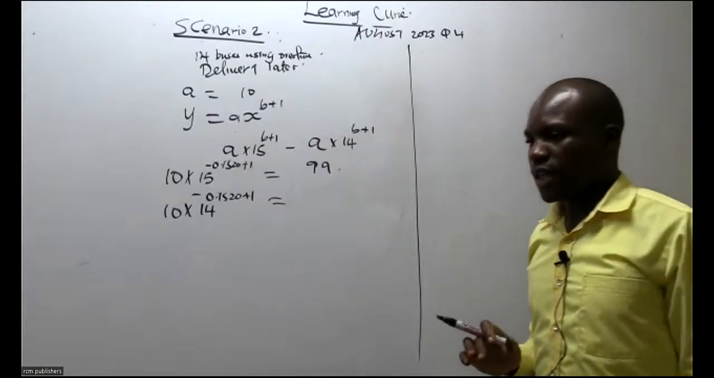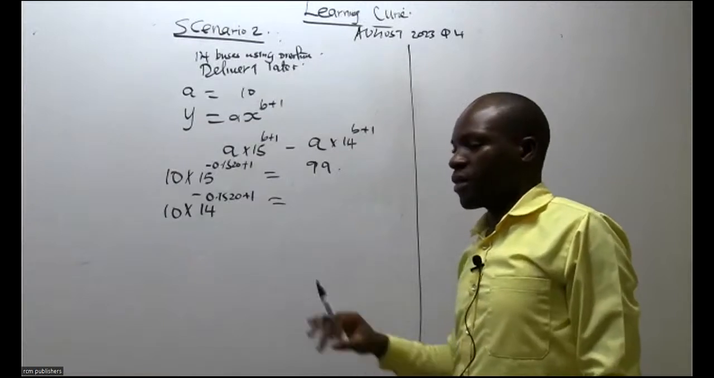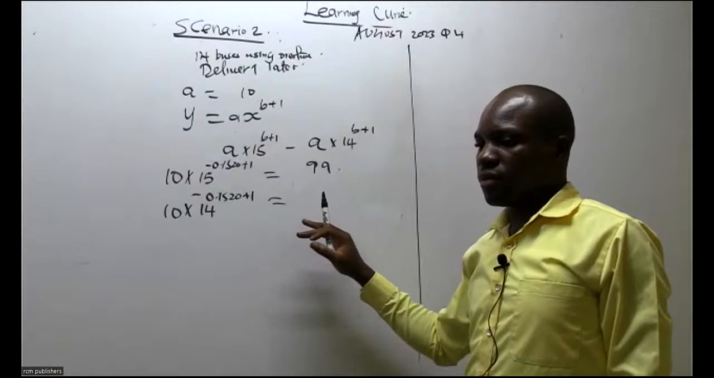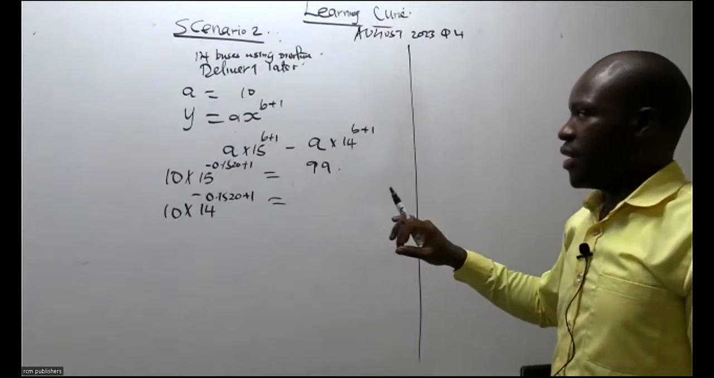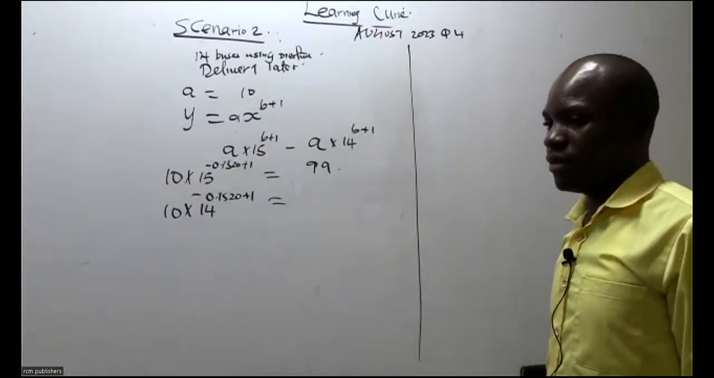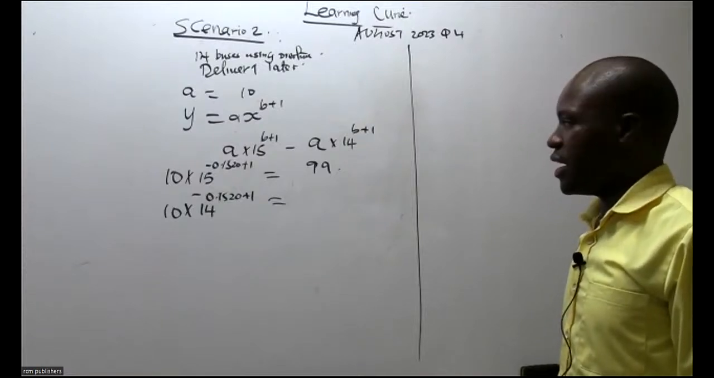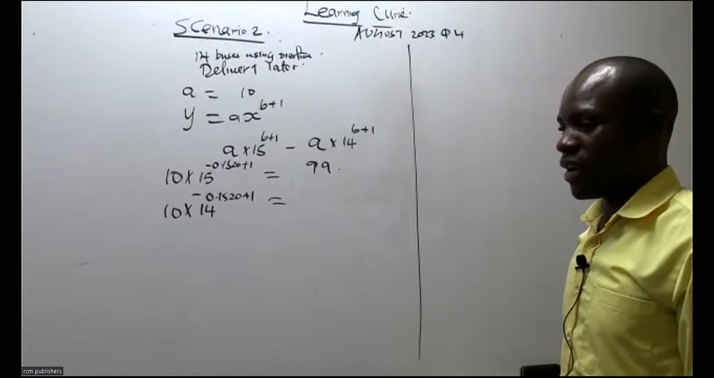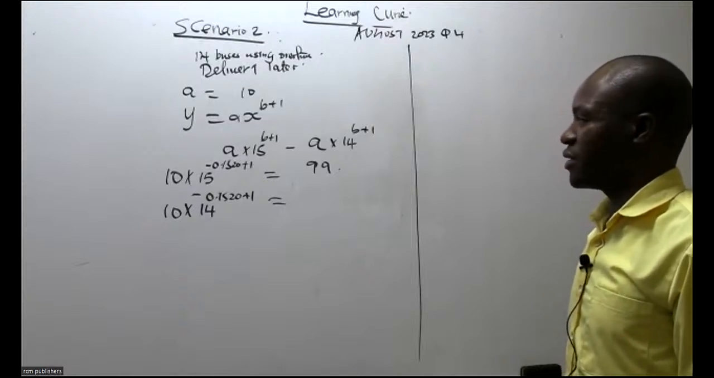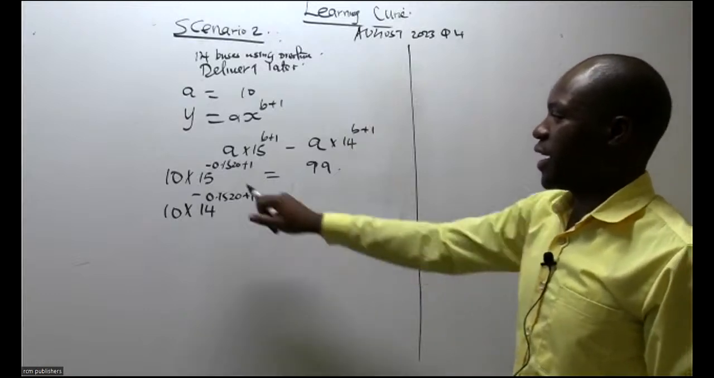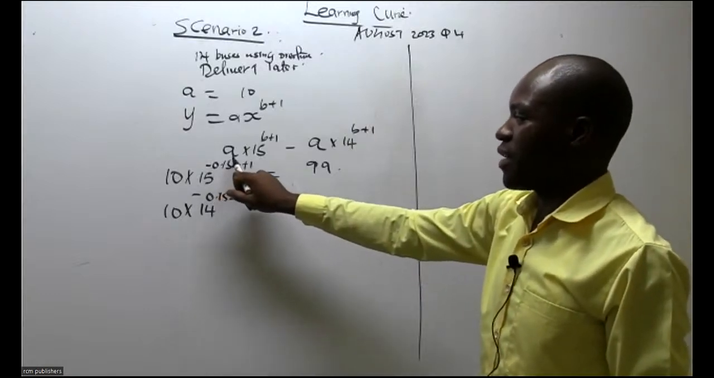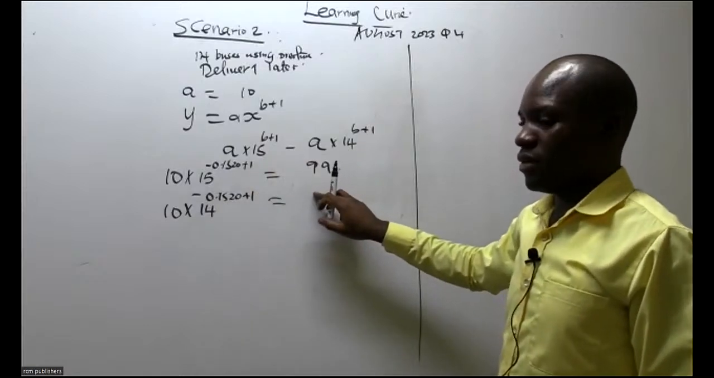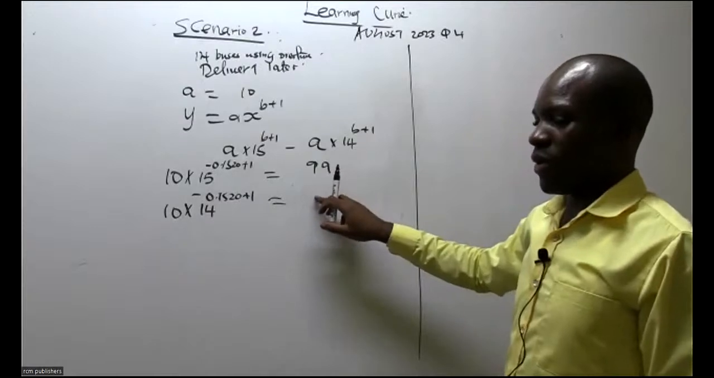We still have 2 scenarios to deal with. How much is it here? It cannot be more than 99. Check on your workings. This is negative 0.1520 plus 1. It cannot be more than 99. How much is it?